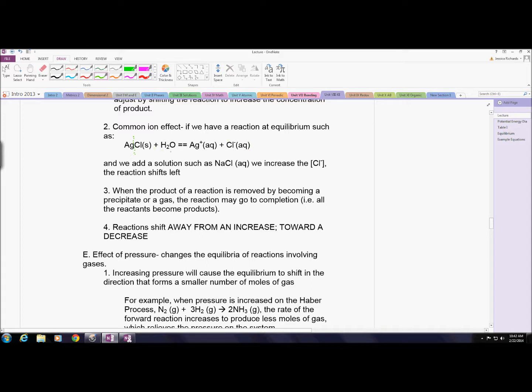Any other ionic compound that we add to this aqueous solution then is also going to dissociate into its ions. So if I add aqueous sodium chloride, what I'm really adding here are sodium ions and chloride ions. There is no sodium in our equilibrium equation up here, but there are chloride ions. So what I'm really doing is increasing the concentration of the chloride ions. So if I'm increasing chloride ions, it's going to shift away from that increase. We say that it shifts left, which means I will have less of the silver ions and more water and more of the solid silver chloride.